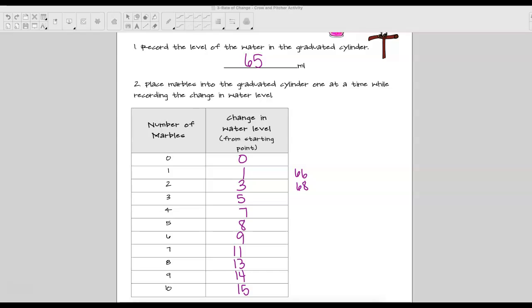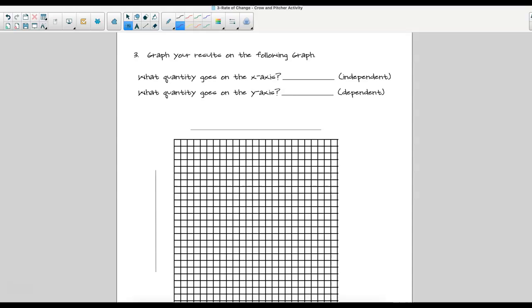Now, what we are going to do is make a graph of this data. So we have to decide which quantity goes on the x-axis and what goes on the y-axis. Our table had two columns. It had the number of marbles and the change in water level. Which one is the independent variable and which one is the dependent variable? Haley.